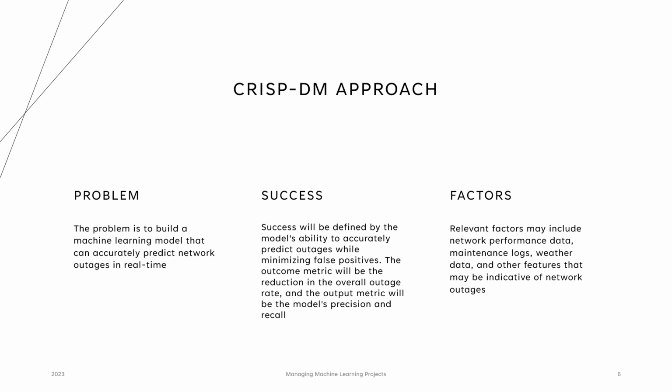Now let's deep dive into the CRISP-DM approach. Basically, the problem that we are trying to solve is to build a machine learning model that can accurately predict network outages in real time. Success is going to be defined by the model's ability to accurately predict outages while minimizing the false positives. That's going to be measured by the reduction in the overall outage rates and the model's precision and recall. We are going to be looking at factors like network performance data, maintenance logs, weather data, and other features that may be indicative of network outages.